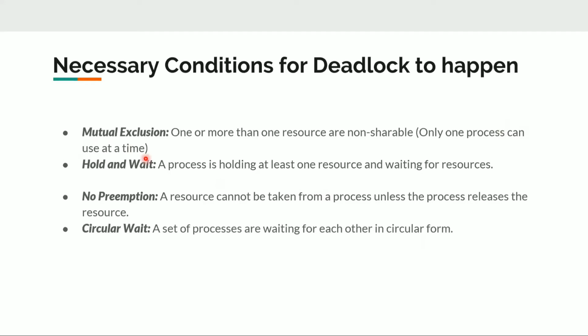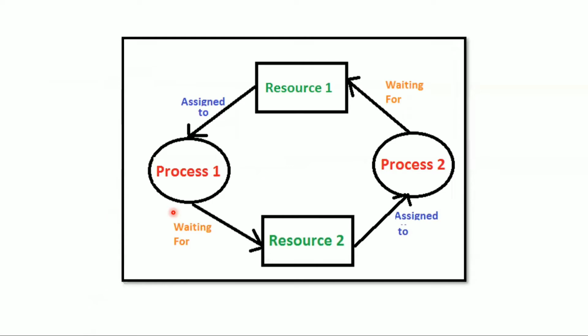First one is mutual exclusion. Mutual exclusion means whatever resource you are using, that resource must be used in a mutually exclusive way. So what that means, consider you have a resource that can be shared by multiple processes. If resource 1 is shared by process 1 and process 2, there is no question of deadlock, because at the same time process 1 can use resource 1 and process 2 can use resource 1.